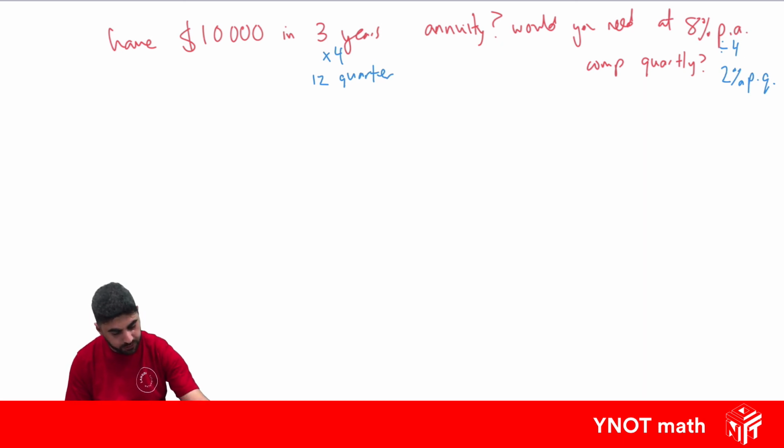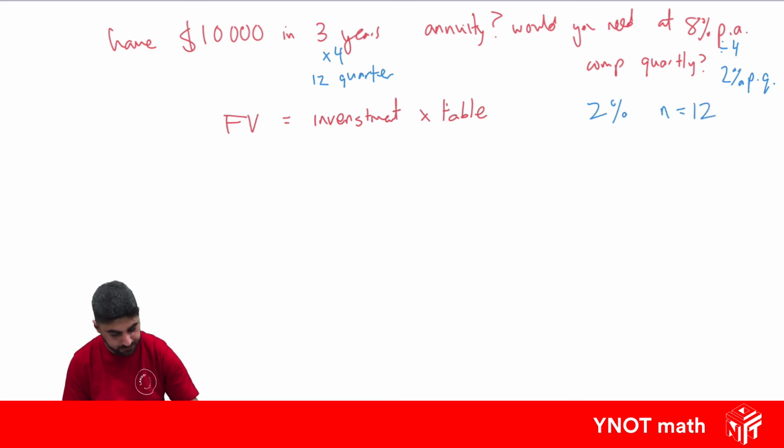Now, we know if we're using a value from the table, our future value is going to be our investment annuity multiplied by the value in the table. Looking up the value on the table for 2% and a time period of 12, because we're going 12 quarters, gives us a value of 13.4121. So let's just pull that from the table.